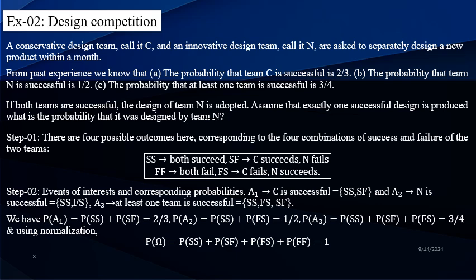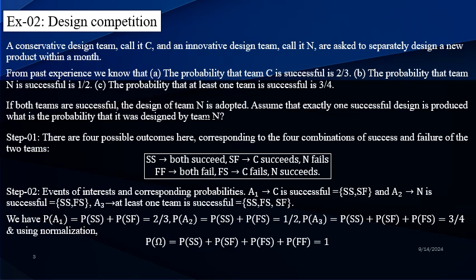Both outcomes will be there. And third, we can come up with an event like A3: at least one team is successful. What does it mean? SS, FS, SF. These possibilities are there. So in total there are four.